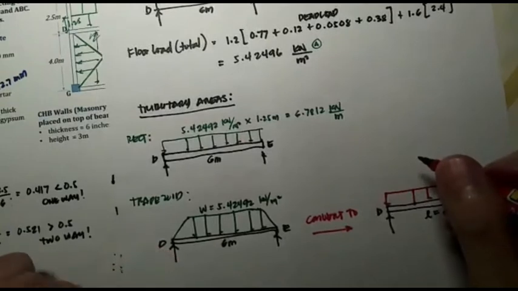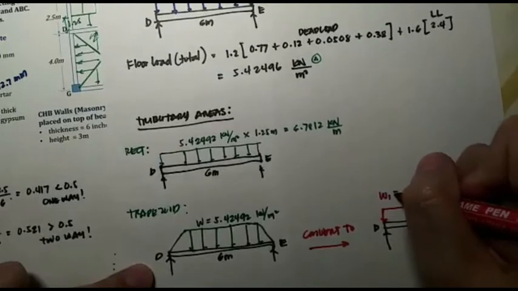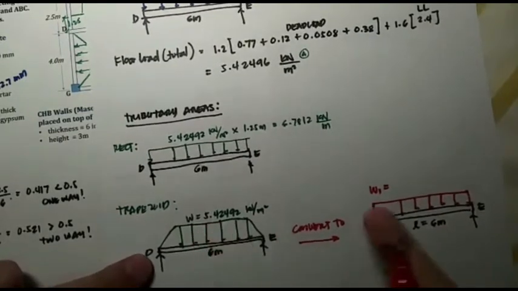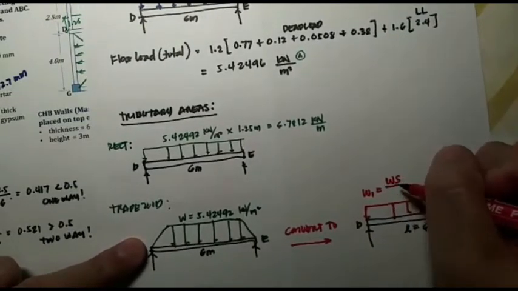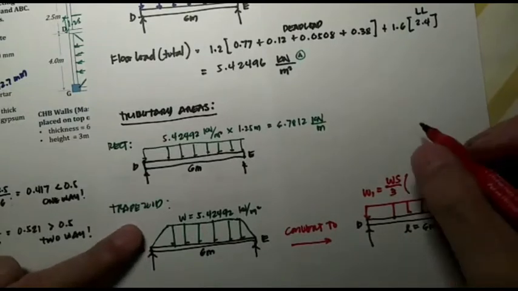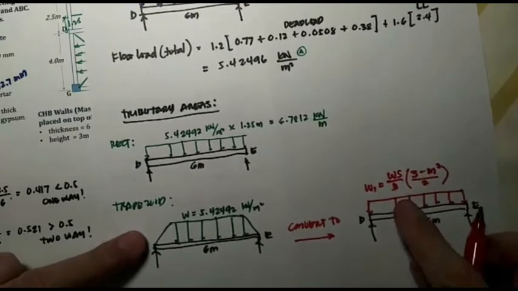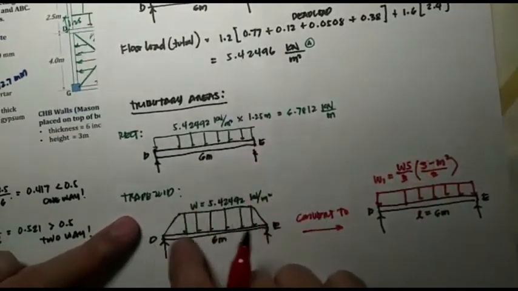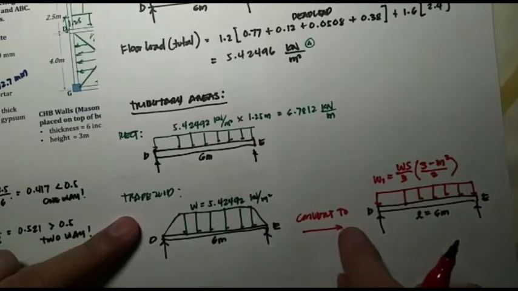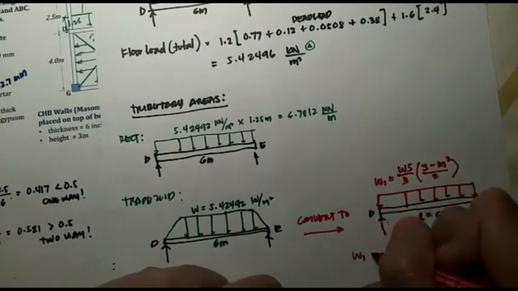Okay? And paano kino-convert yun? So sabihin ko as W1. Okay, so may formula tayo to convert trapezoid to equivalent uniform load, and that would be WS over 3, okay, times 3 minus M square over 2. Ang ibig sabihin niyan, yung W is the floor load, no, yung 5.4. I-convert ko yung trapezoidal load into its equivalent, convert to equivalent rectangular load. So, solve ko yung W1.